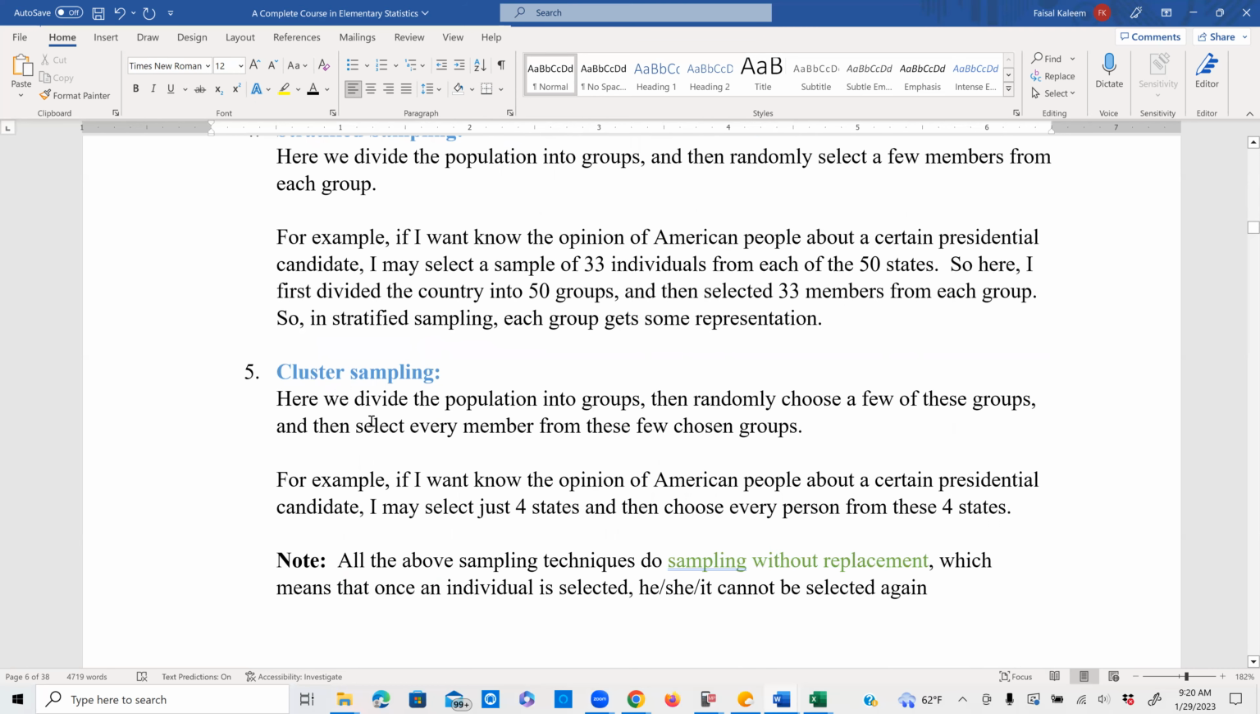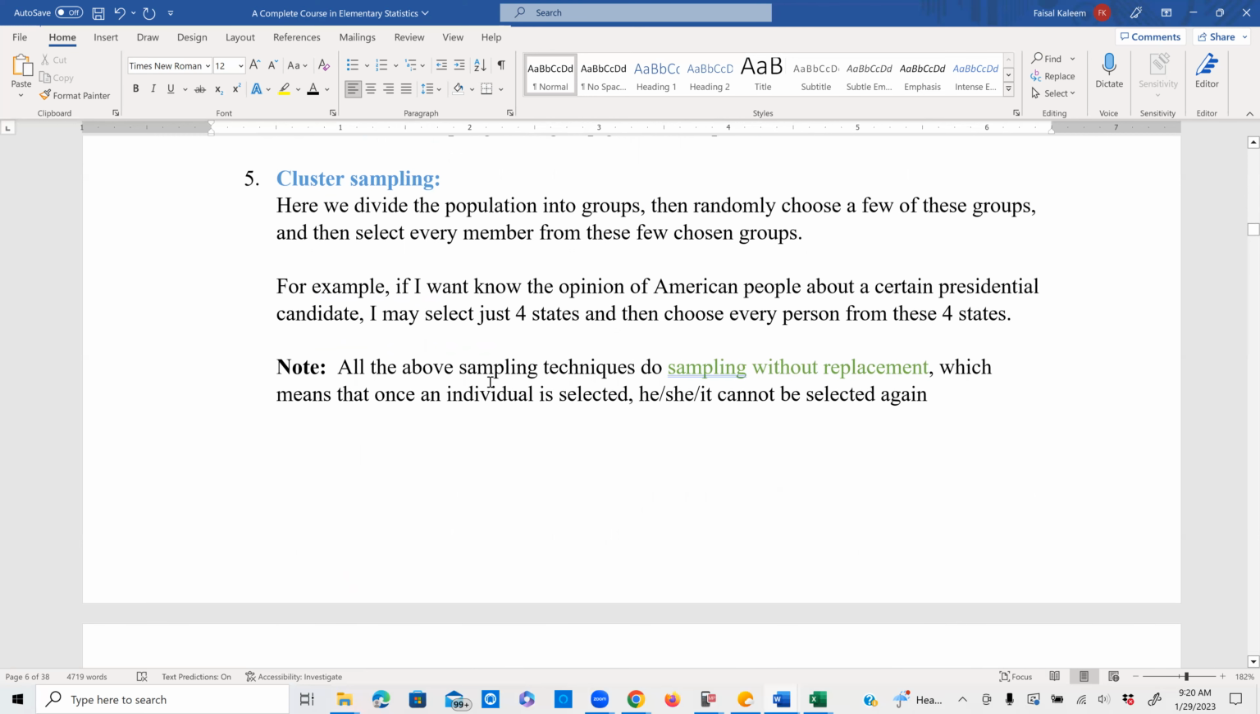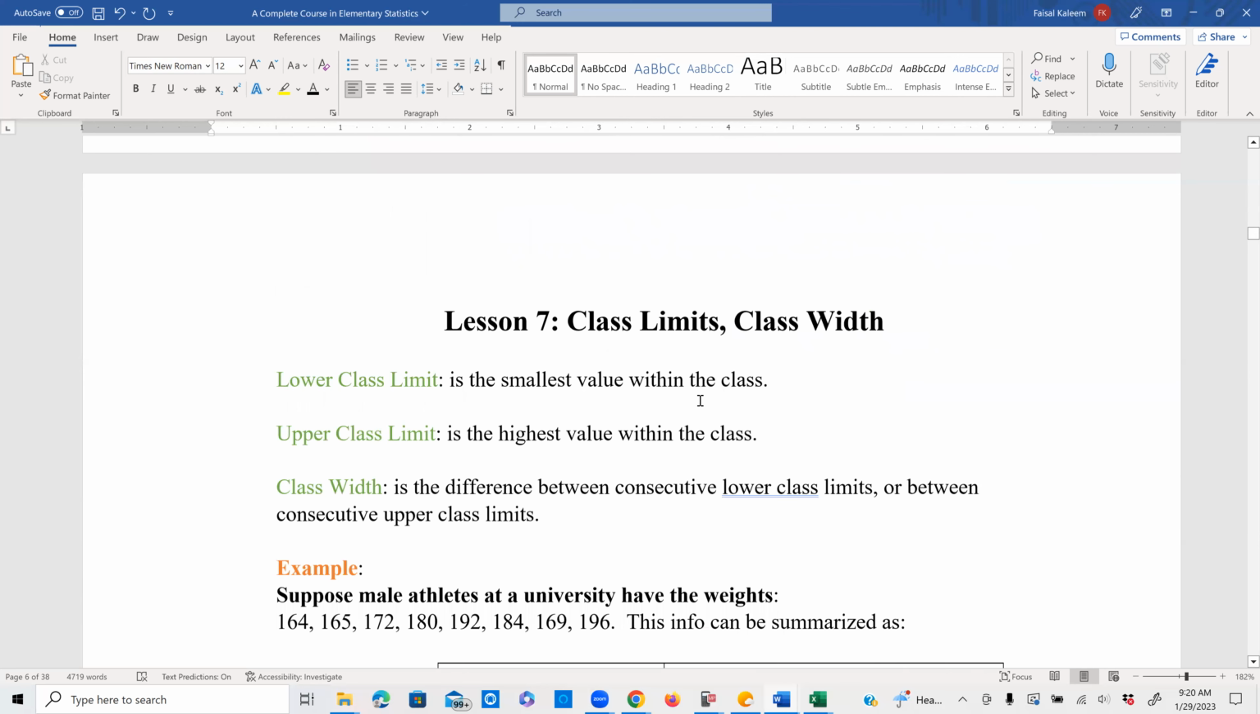Whereas in cluster sampling, we divide the population into groups and then only select a few groups and then every member from that group. So here, not all the groups get a representation, but whatever groups are chosen, there everybody from those groups get a representation. So then we say that all the sampling techniques that we have just discussed do sampling without replacement, which means that once an individual is selected, then the individual cannot be selected again.